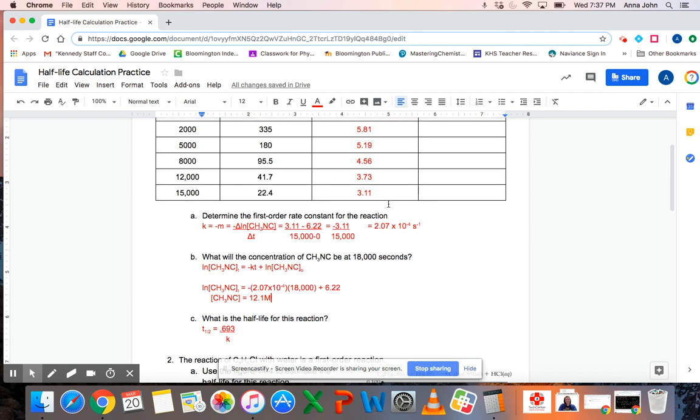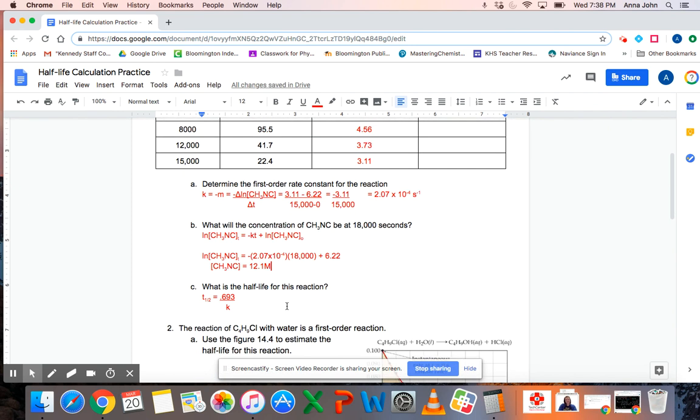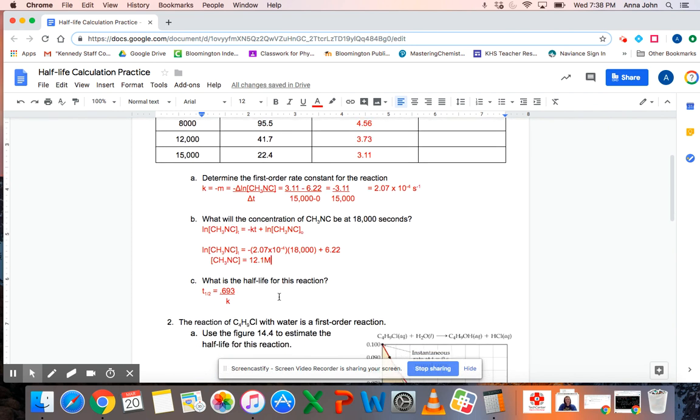So let's look at this. This is decreasing here. From 12,000 to 15,000, so 3,000 seconds here, it about halved. Then if I go down again, 15,000 to 18,000, I would expect it to be about half of the 22, and 12 definitely meets that. So that makes sense. Then the last step is half-life, and this is a first order reaction.